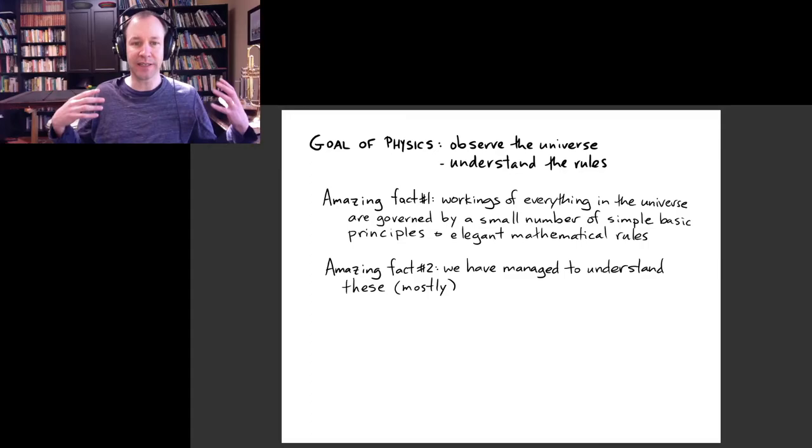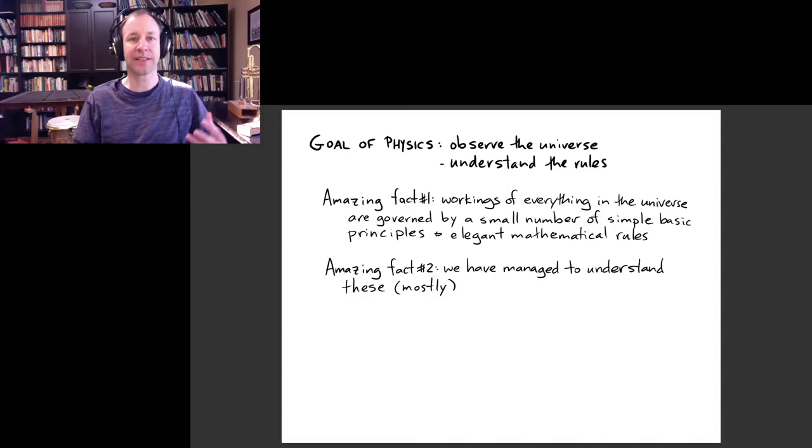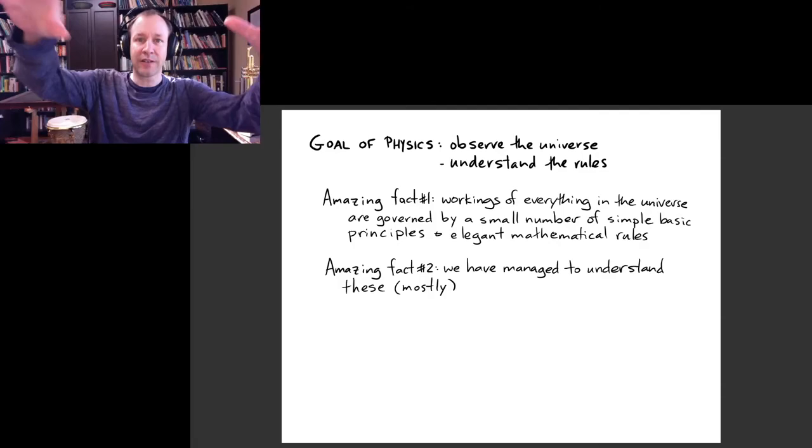And we have managed to understand most of these rules. And this is very powerful. This allows us not only to explain some of the things we see, but to make predictions for things that could happen in the future based on what's happening now, or even to understand the past.